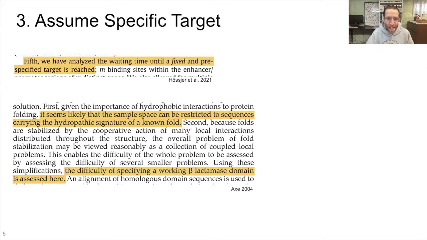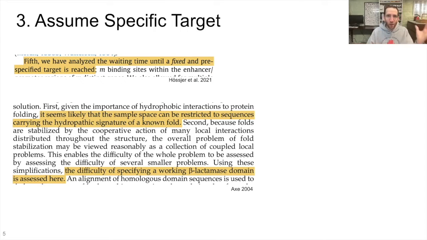talking about the likelihood of generating specific protein folds, he said, "It's likely that the sample space can be restricted to sequences carrying the hydropathic signature of a known fold." Axe also writes that "the difficulty of specifying a working beta-lactamase domain is assessed here." So in both of these cases, they're talking about having a specific target sequence that they're working towards, and they're calculating how long it would take to arrive at this specific target sequence. But that's not how evolution works.